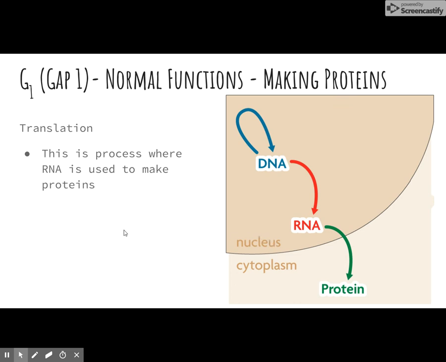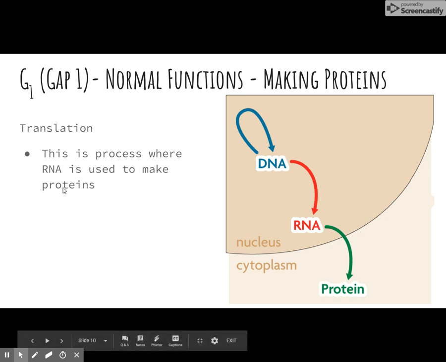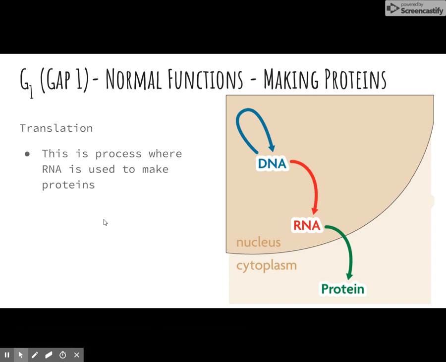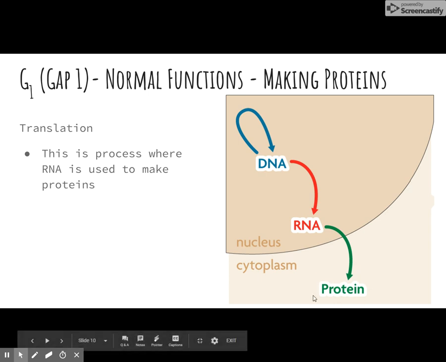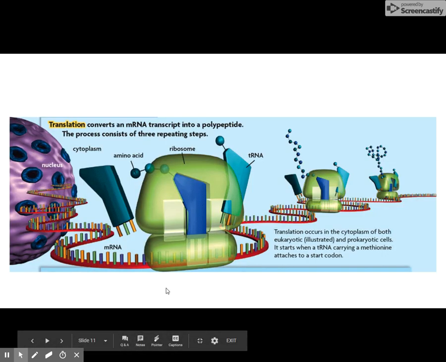So now we're going to talk about translation. Translation is the process where we take the RNA strand we made during transcription and use it to make proteins. So we're using that mRNA strand, and we're going to take it outside of the nucleus and use it to make a protein. So here's what that looks like.